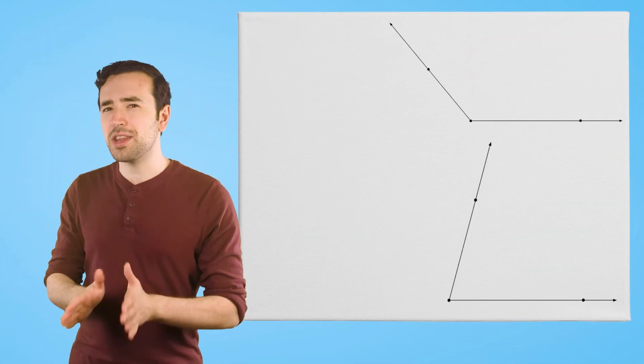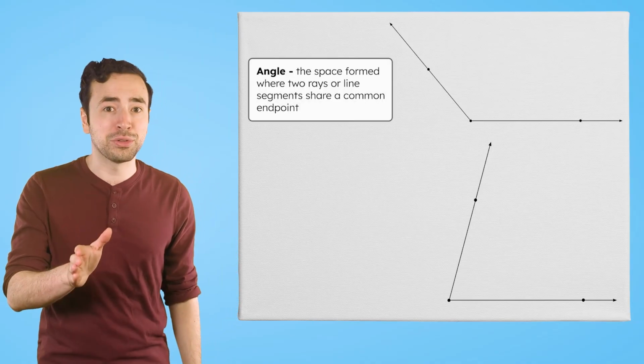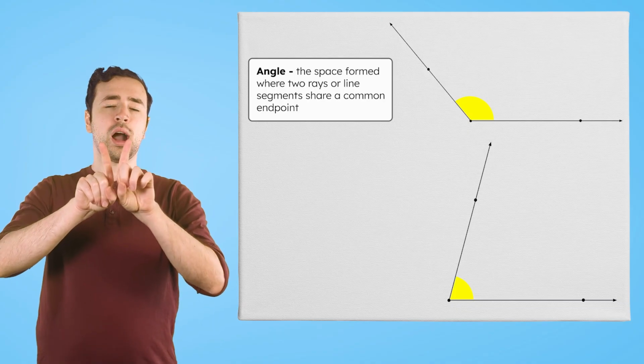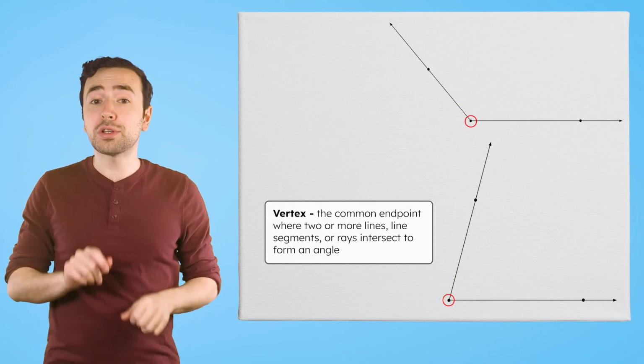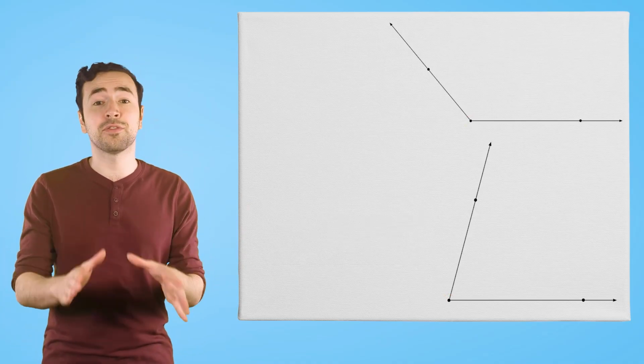These wide and narrow corners actually have a special name. They're called angles, the space formed when two rays or line segments share a common endpoint. And that endpoint where they meet is called a vertex. Angles are all around us, anywhere straight lines meet to form a corner.